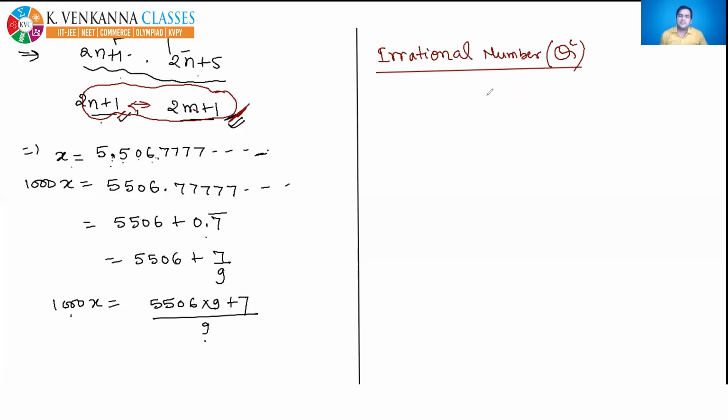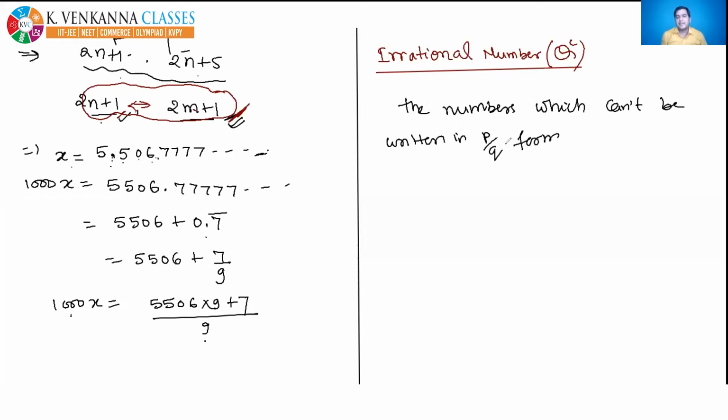So what is its definition? Its definition will be the numbers which cannot be written in p by q form. This is the basic definition. The numbers which can't be written in p by q form, where p, q are integers and q not equal to 0, are irrational numbers.